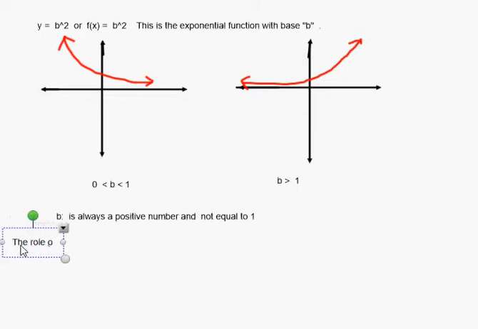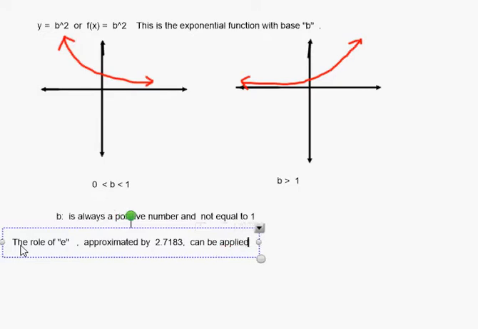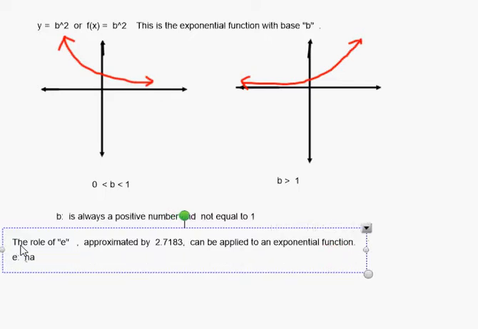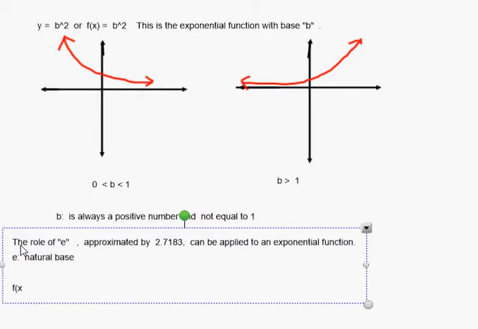The role of the letter e, approximated by 2.7183, can be applied to an exponential function. e is considered a natural base, and f of x equals e raised to the x is called a natural exponential function.